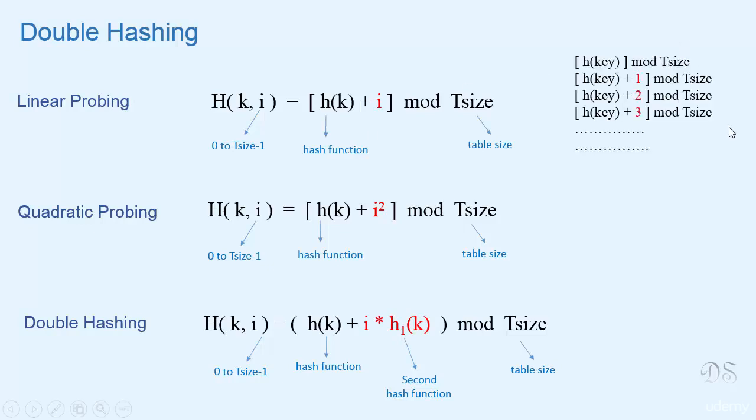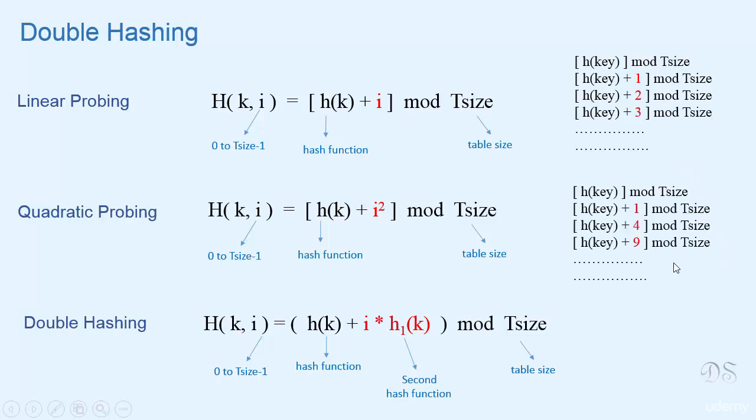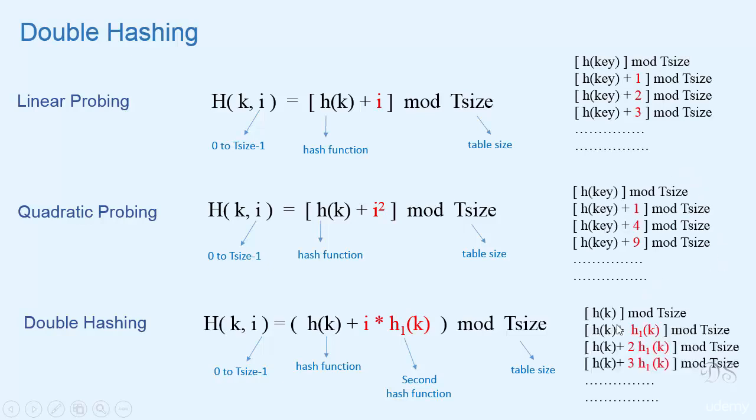This was the probe sequence in linear probing. This was the probe sequence in quadratic probing. And this will be the probe sequence in double hashing. So we can see that the increment factors in both linear probing and quadratic probing are key independent. They don't depend on the key. While in double hashing, increment factors are key dependent.